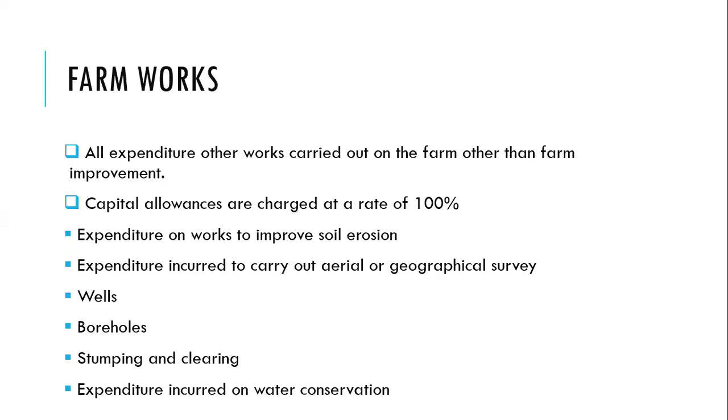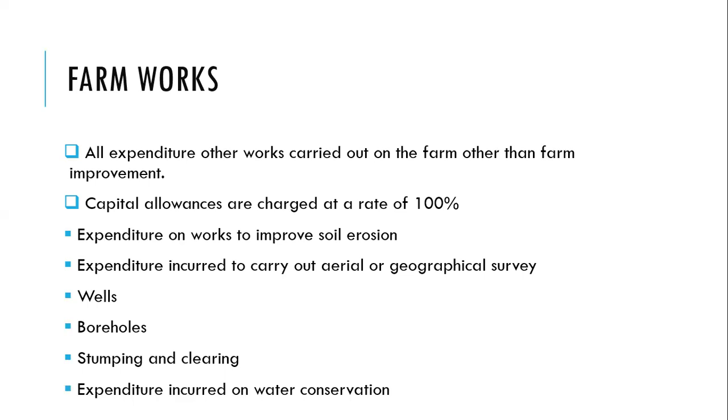Then we also have what we call farm works. Farm works are all expenditures for work carried out on the farm other than farm improvements. So for example, we want to start farming, right? It's a bush, then we need to clear that land. Before we can start cultivating, we need to first clear the land. The amount that we spend on clearing that land is what we call farm works. The whole amount is deductible as capital allowance. If it's 50,000, that whole 50,000 is deductible as capital allowance.